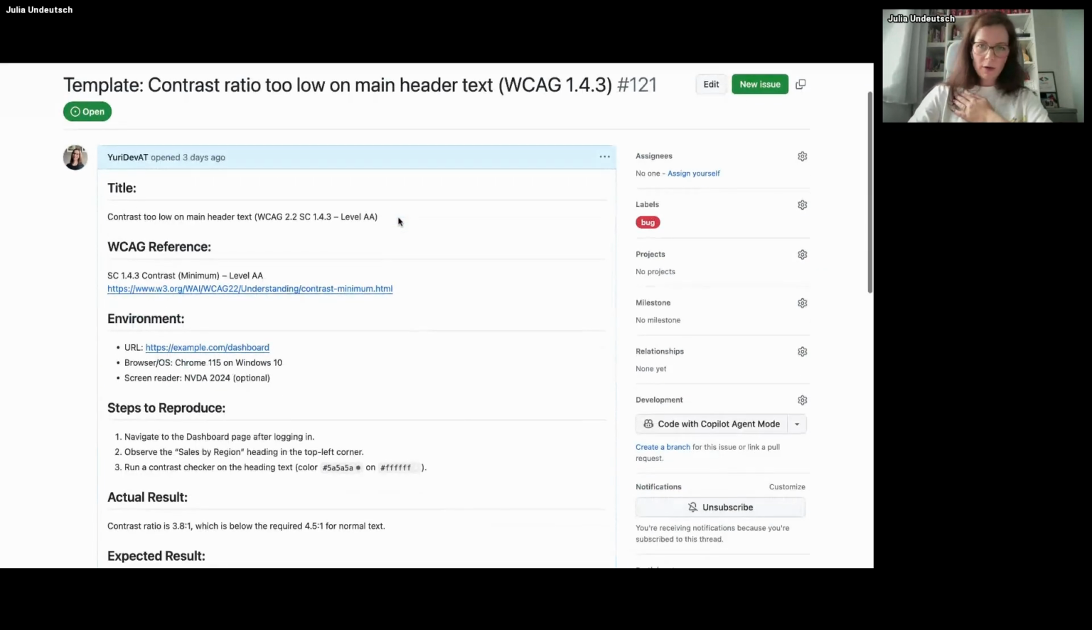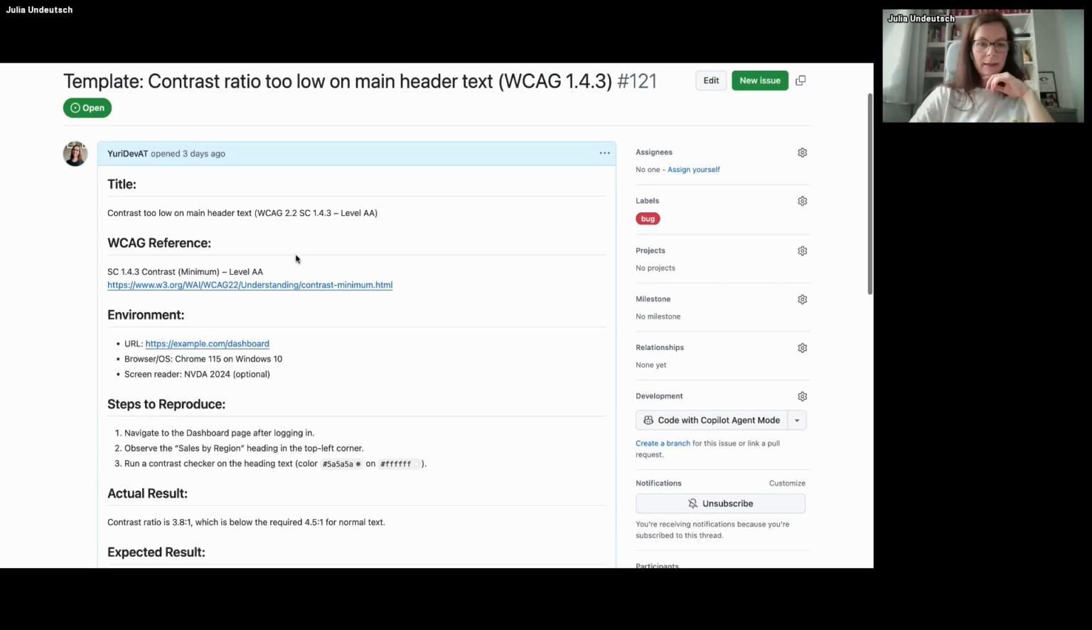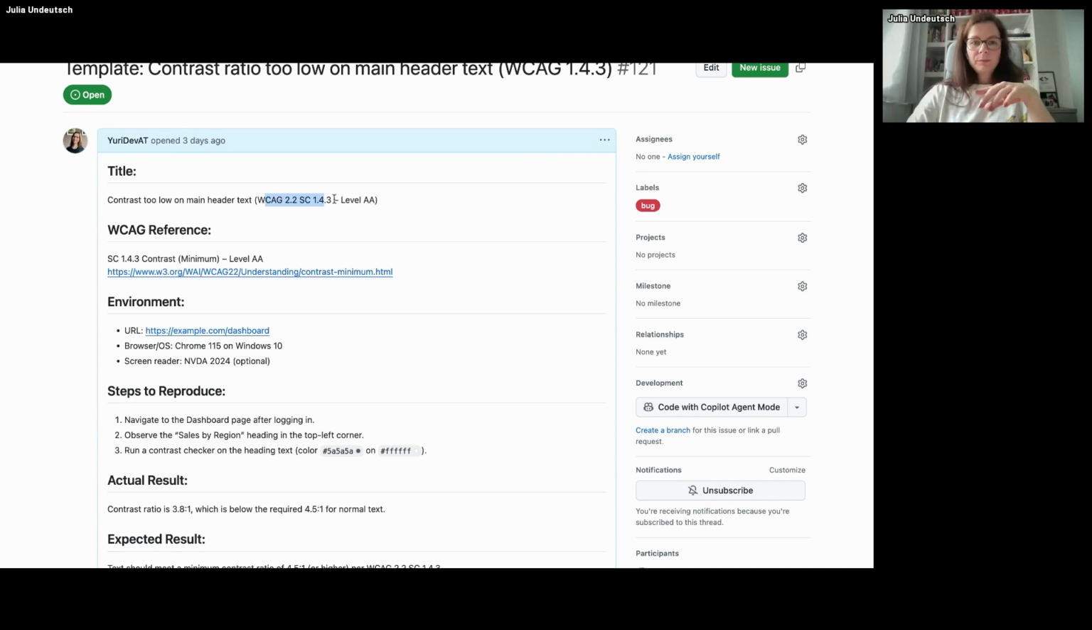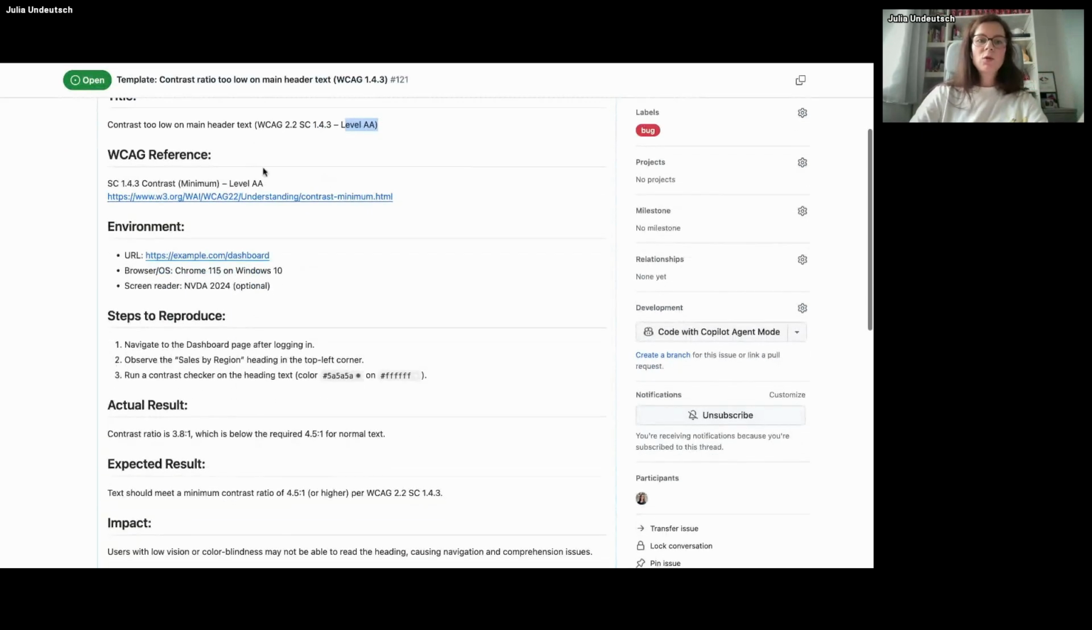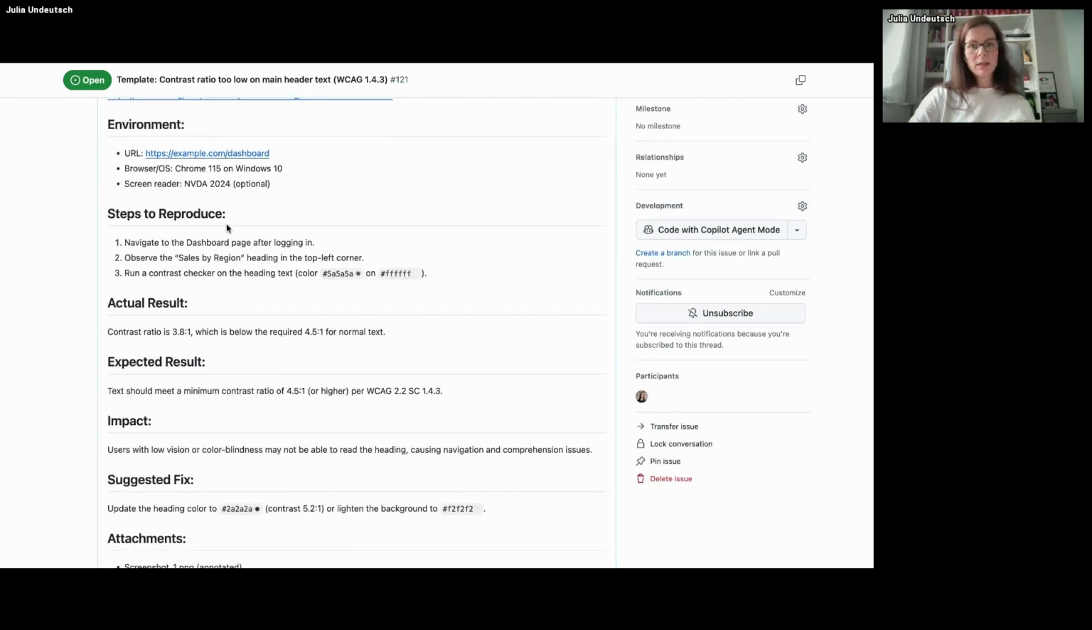You could, for example, say in the title of the ticket that the contrast ratio is too low on the main header text. And which WCAG does it fail? So the guideline is the WCAG 2.2, and the success criteria is 1.2.5.3, and it's level AA. You should always add some links so that the developer or whoever is working on the ticket can learn more about the topic. The environment you used when you found the error, steps to reproduce, as I explained.